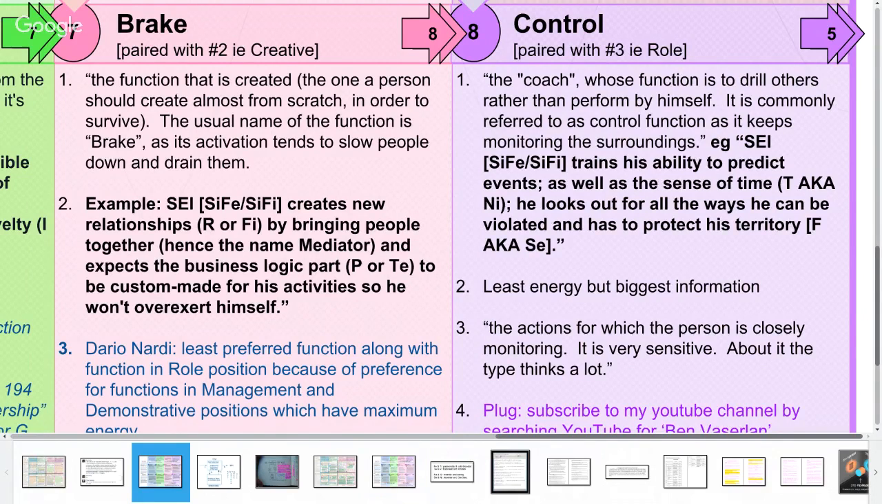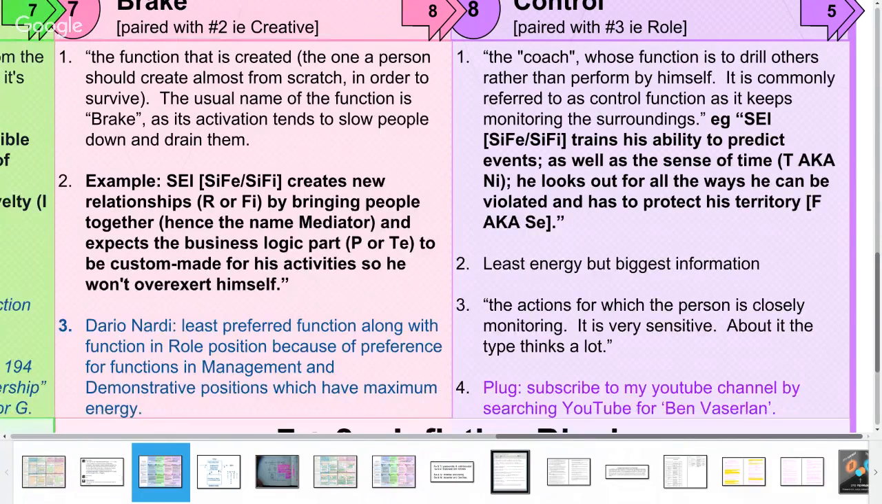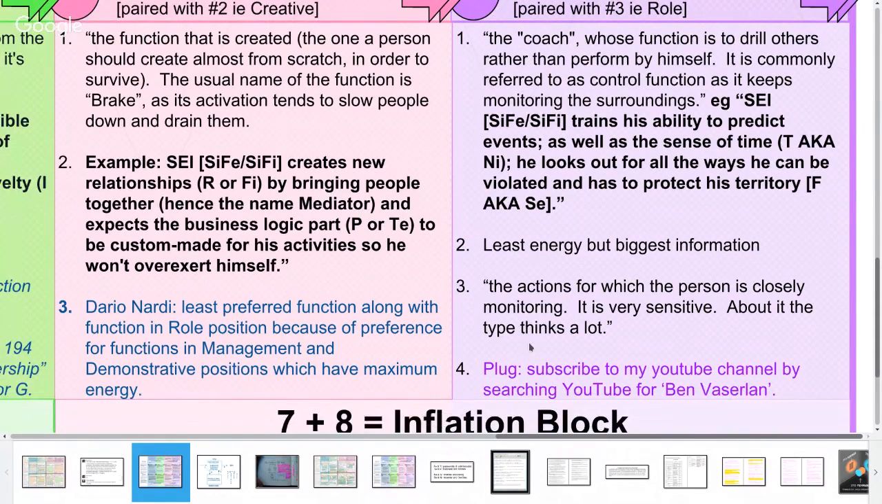What Keirsey called the ISFJ? The protector. Least energy but biggest information. Right, so FI DOMs have a load of energy about FE things, but they just don't agree with them, or they think the FI is more important. It depends if there's a clash.